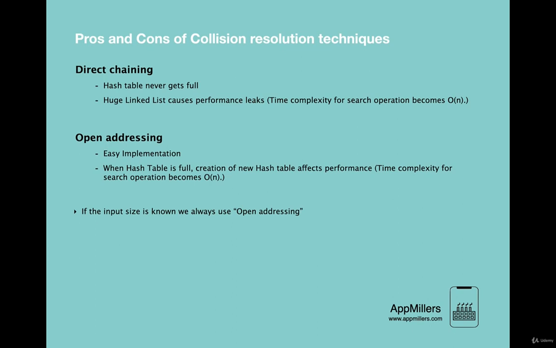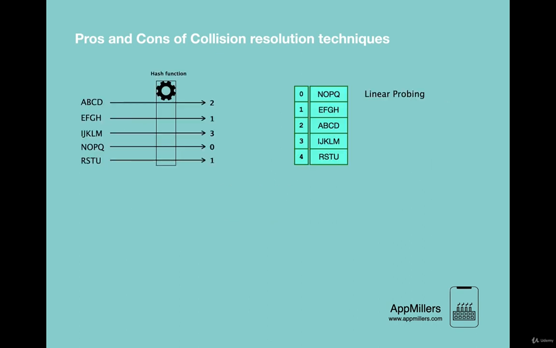Now you might be interested in whether there is any situation where we can use direct chaining. If the deletion operation is very frequent, then in this case we should use direct chaining. Because when we use open addressing, after frequent deletions, many empty cells cause performance leaks for search operations, and this is not space efficient either. So let's look at this very carefully.